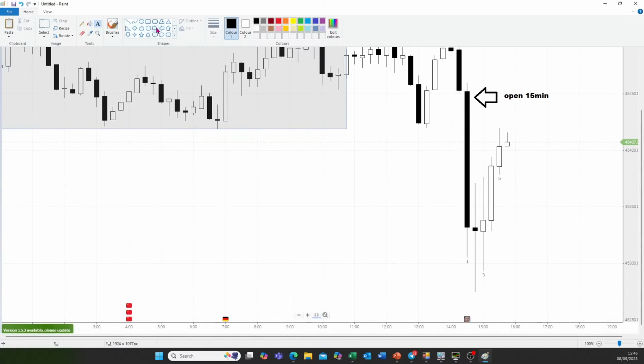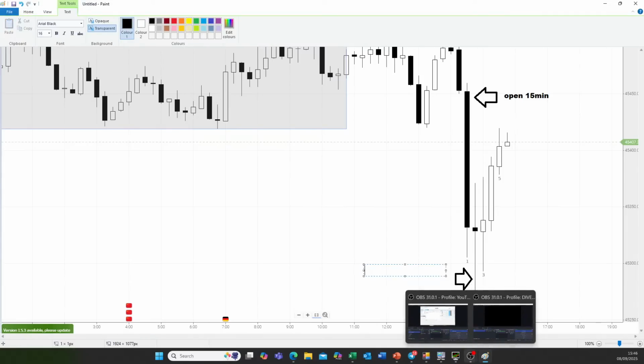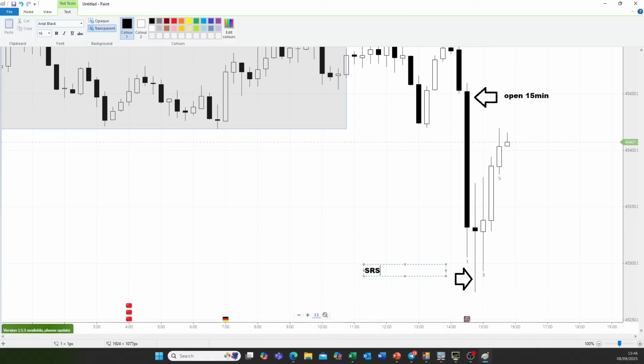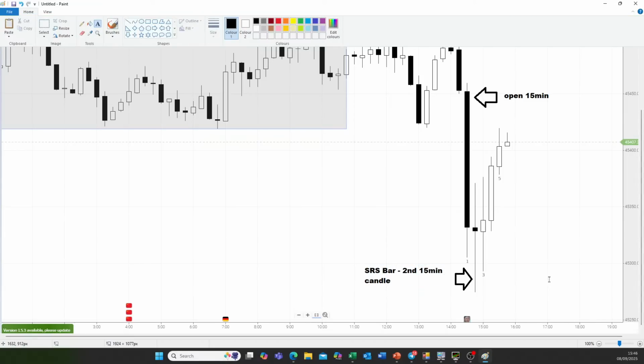This bar down here is what we call the SRS bar, which is the second 15-minute candle. Okay, now if I then create a line so I can draw, so there you go.